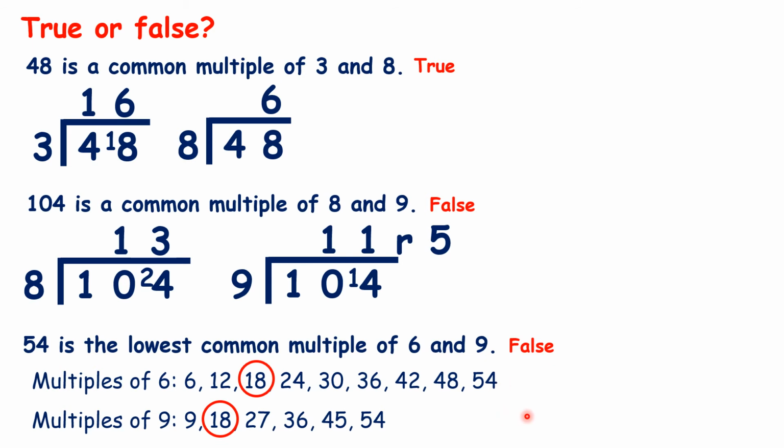Can you spot any other multiples of 6 and 9? Well, we can see that 36 is another common multiple because it's in both times tables. So we can say that 18, 36 and 54 are common multiples of 6 and 9, but 18 is the lowest common multiple.